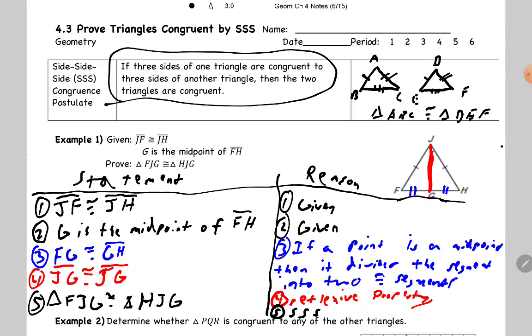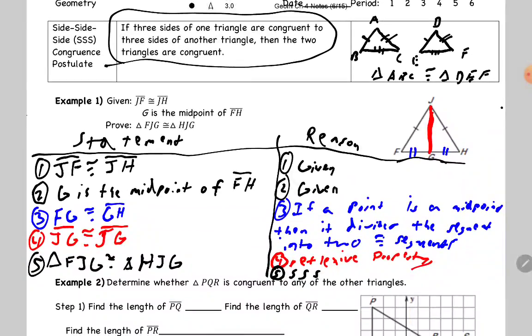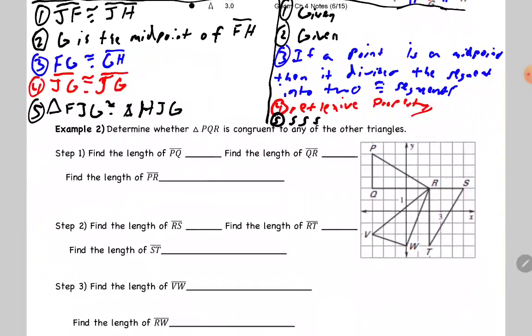Okay? And make sure you know what it means, because we're going to have more ways to prove that triangles are congruent, and not only just by SSS. So SSS stands for side, side, side. If three sides of one triangle are congruent to three sides of another triangle, then the two triangles are congruent. Okay? Example 2.